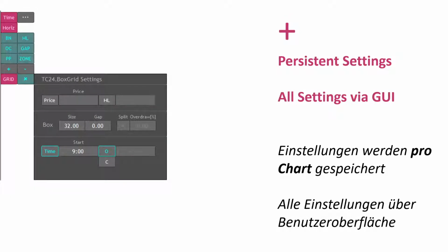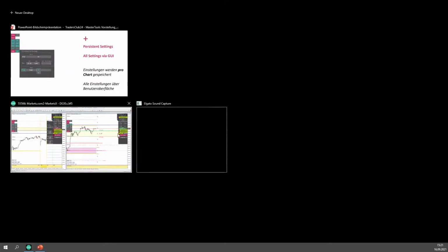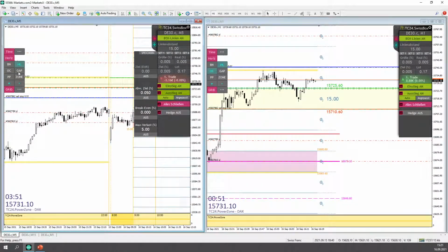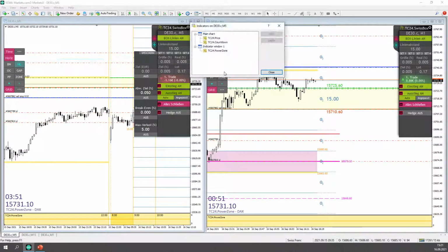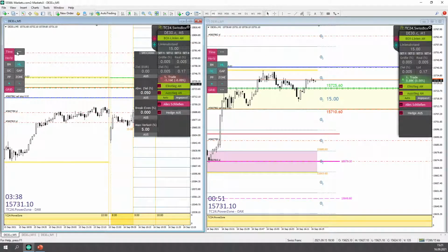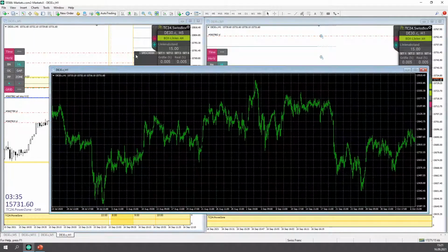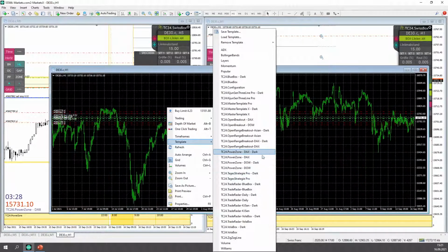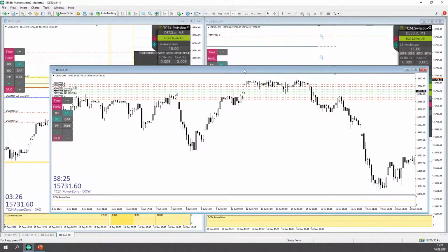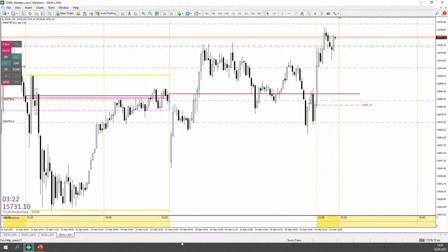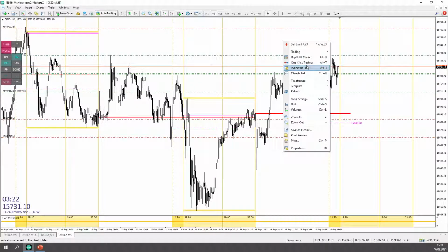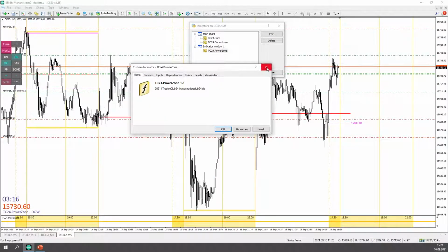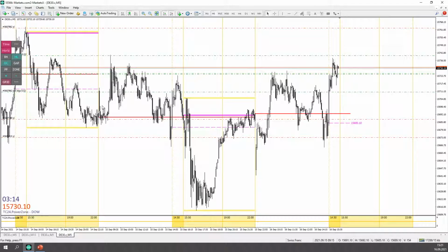All the settings are persistent, which means that if you close the MetaTrader, they are still there. Also all the modes and the state of the buttons and so forth. It's saved per chart. You don't need to change anything within the indicator; you can change everything here from the UI. If you have a new chart, the default settings are applied, and whatever you change will be stored for this particular chart. There's no need to do anything within those types of settings, which are sometimes a little bit hard to find.